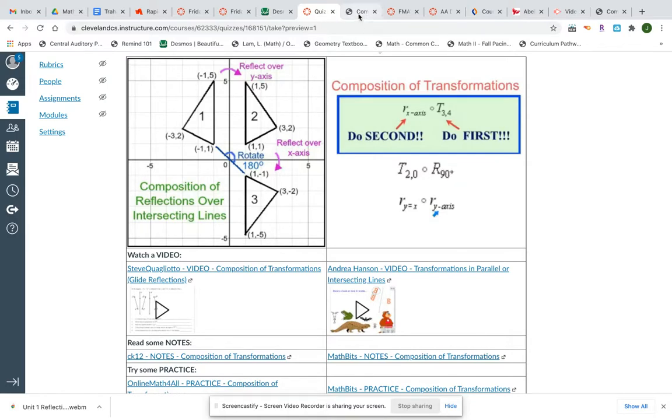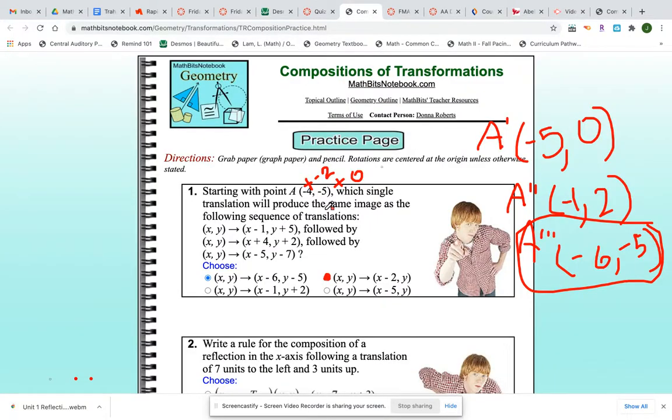So in that example that I gave you a minute ago, if I would have started down here first and worked my way this way, I wouldn't have come out with the same result. So do make sure you are following the order that you are asked of these compositions.